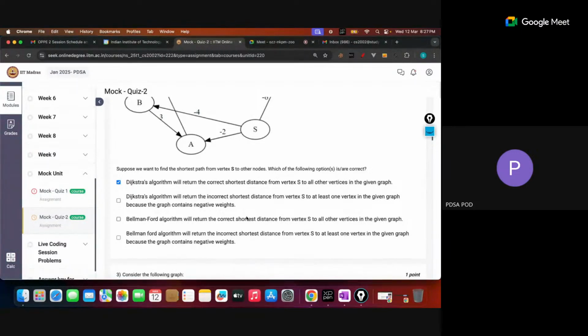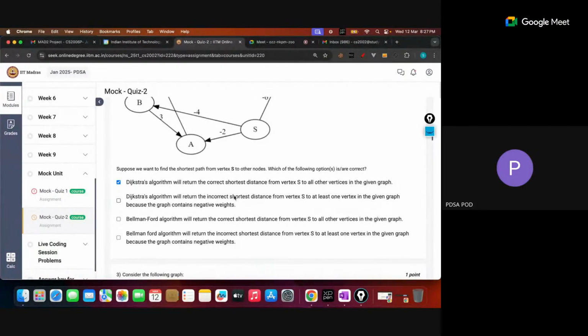So it is not incorrect because this graph does not have any negative edge weights, no? Clear? Sorry, negative cycle, no? Yeah. So this statement we cannot select, because the question says to select the correct answer.